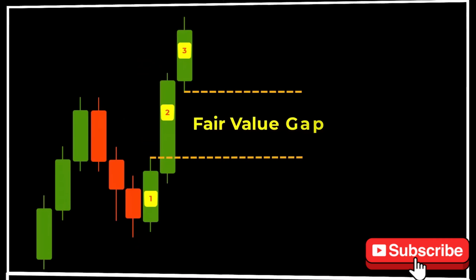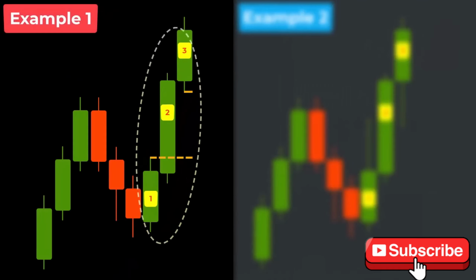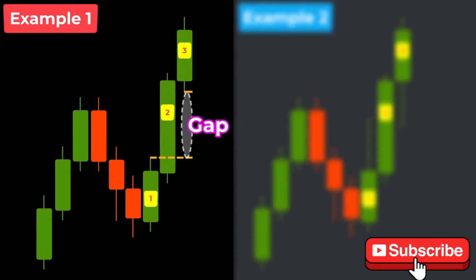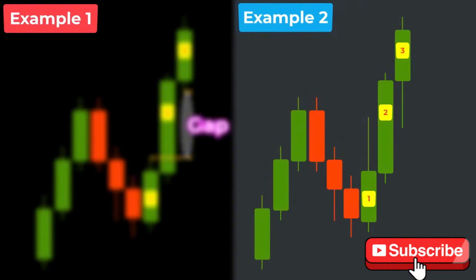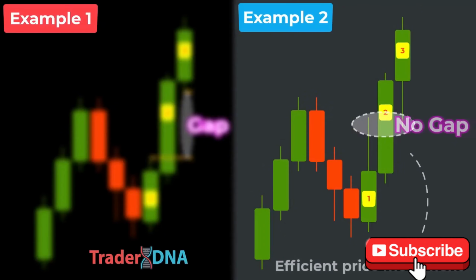Look at this chart. In the first example, you'll see a bullish fair value gap where price surged upward and left a clean gap between the candle shadows. This tells us the move was sell side inefficient, meaning sellers didn't have a chance to respond. Now compare it to the second example. Here, the wicks of the candles do overlap. That means the price action was balanced and there's no fair value gap. That's what we call an efficient price.